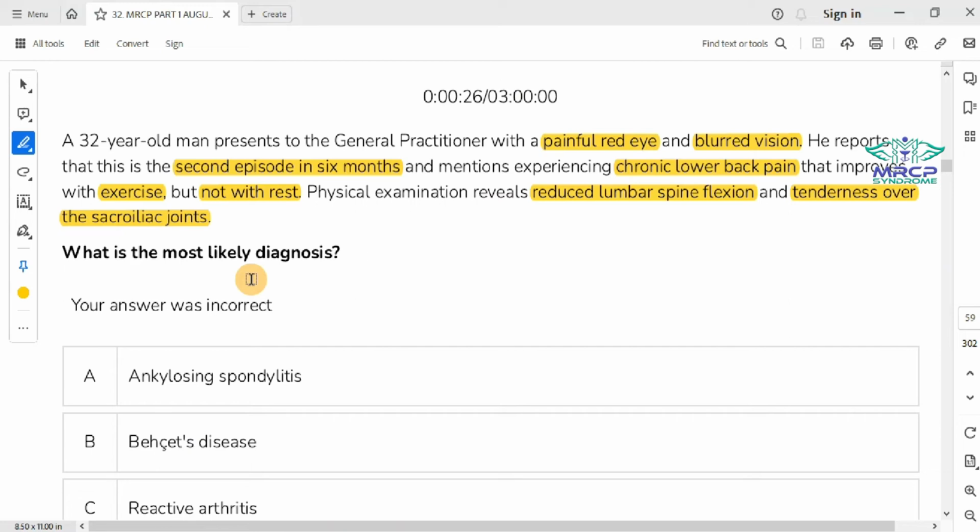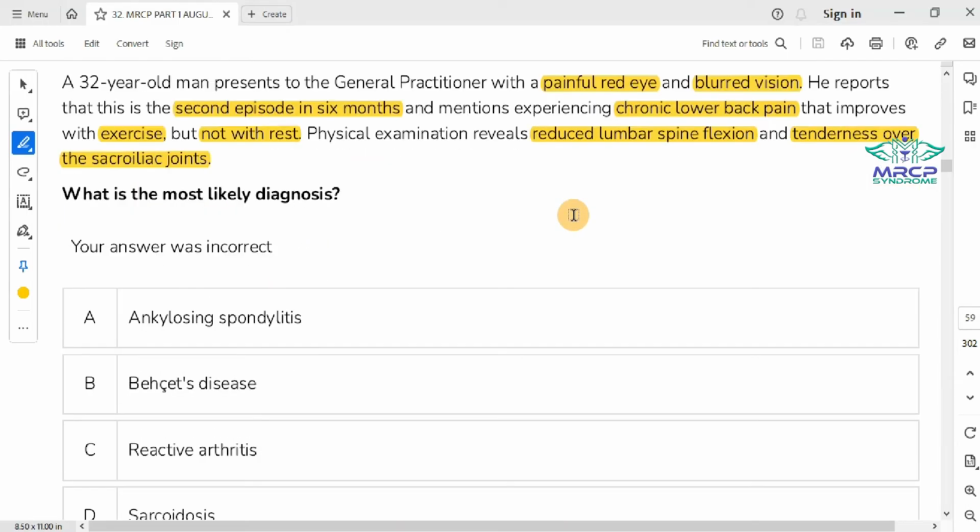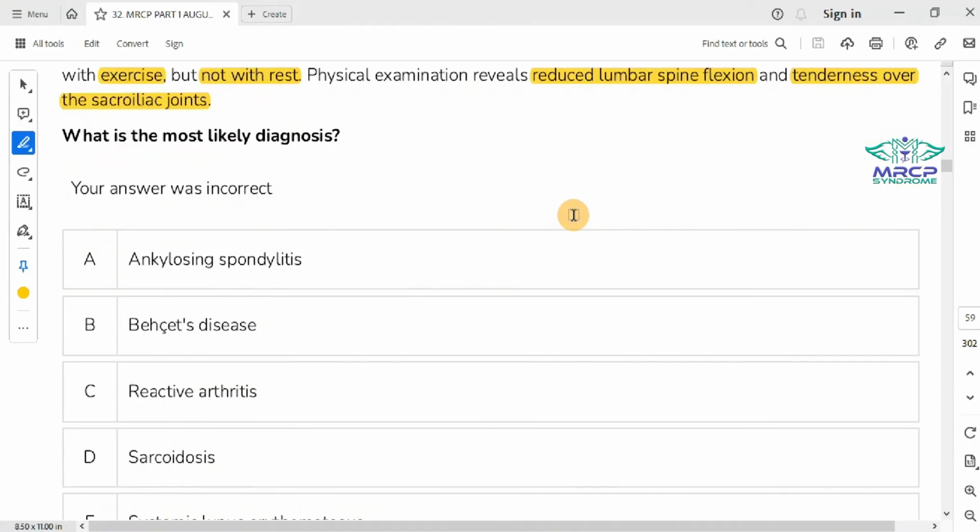A 32-year-old man presents to the GP with a painful red eye and blurred vision. He reports that this is the second episode in 6 months and mentions experiencing chronic lower back pain that improves with exercise but not with rest. Physical examination reveals reduced lumbar spine flexion and tenderness over the sacroiliac joints. What is the most likely diagnosis?